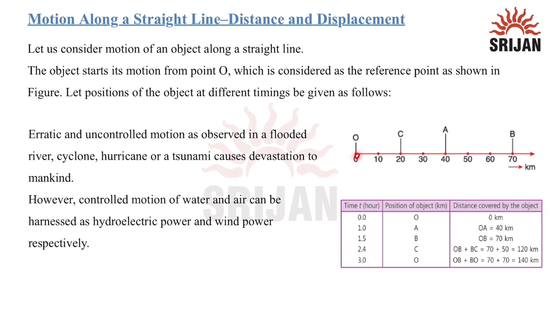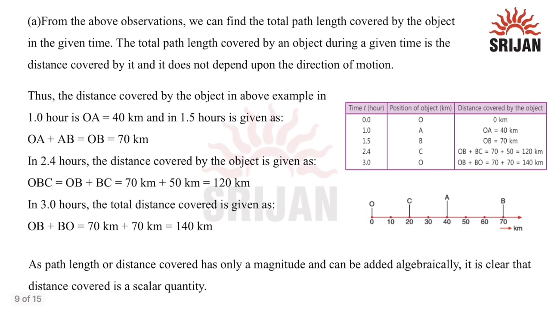The object starts the motion with point O as the reference point, as shown in this particular figure. Now let the positions of the object be 20, 40, 70, etc., as seen at different times given as follows. From the above observation, we can find the total path length covered by the object in a given time. The total path length covered by an object during a given time is the distance covered by it, and it does not depend upon the direction of motion.